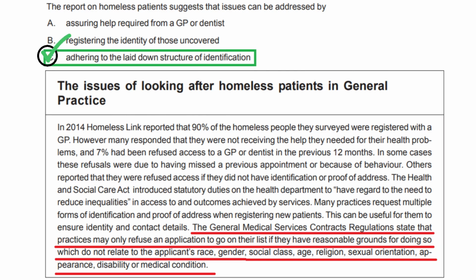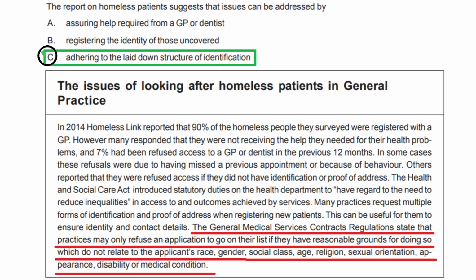According to the paragraph, the correct option is C, adhering to the laid-down structure of identification. Here's why option C is correct, along with explanations for why the other options, A and B, are incorrect. Option A, assuring help required from a GP or dentist, is incorrect.